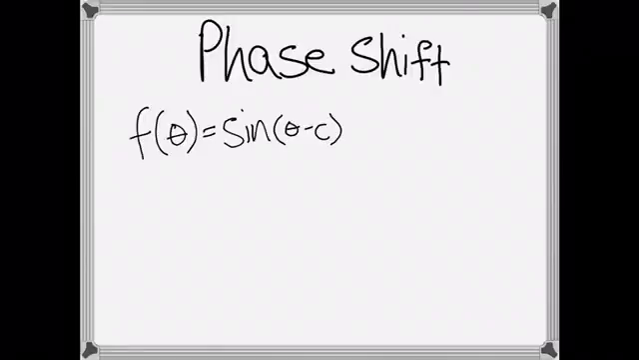The next example will focus on the phase shift. In its base function, c represents the integer which will break down into the phase shift. We will plug in pi over 2 for our phase shift.